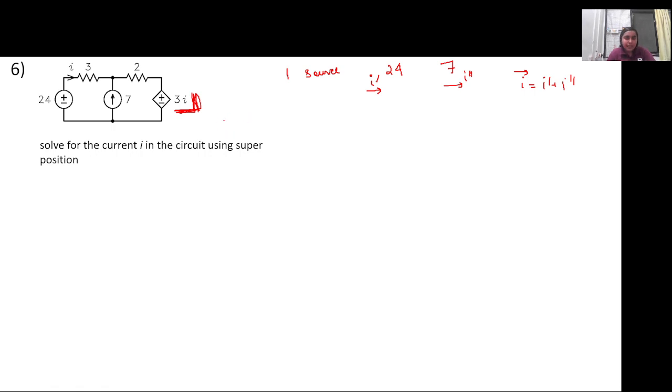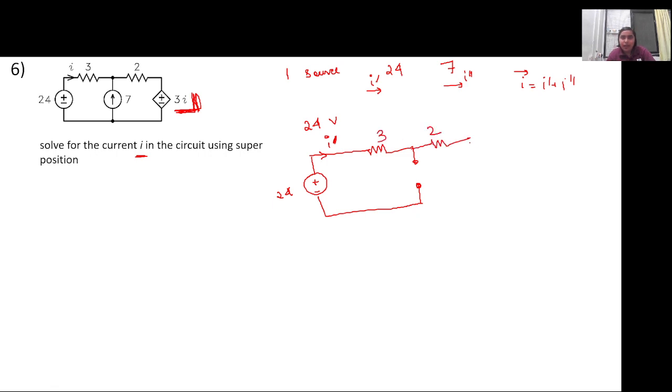So for example, in this case, to calculate this unknown parameter, which is the branch current I, first we will consider this 24 volt source and replace the current source by an open circuit, that is, its internal resistance. So we will take this 24 volt and calculate, in this case, let us name it I dash. This current source is open circuited. The 2 ohm resistor is present as it is.